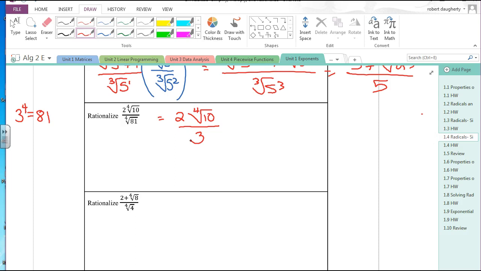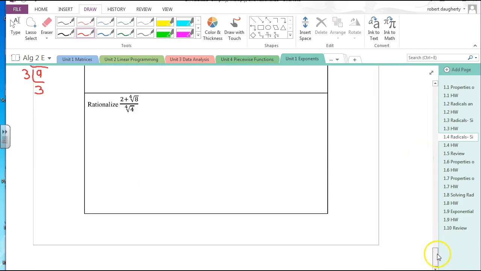Okay? If you didn't know that, you just look at 81. You divide it by 3, you get 27. And then this starts to look familiar. Okay? That is 3 to the 4th. You can always figure that out, whether or not you memorize that fact. I think we're down to the end.